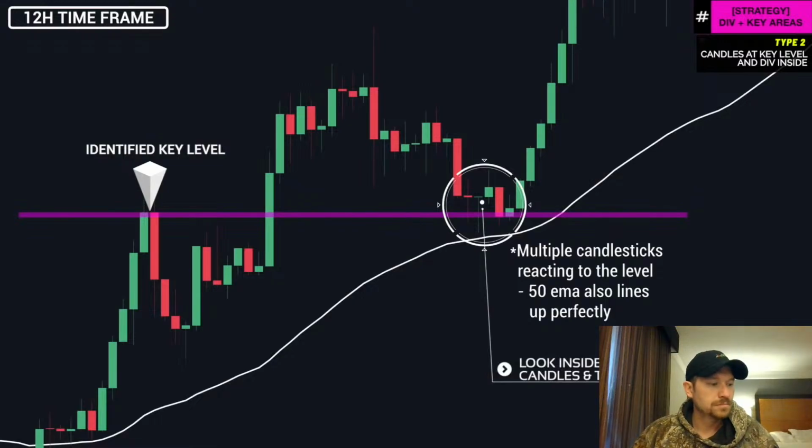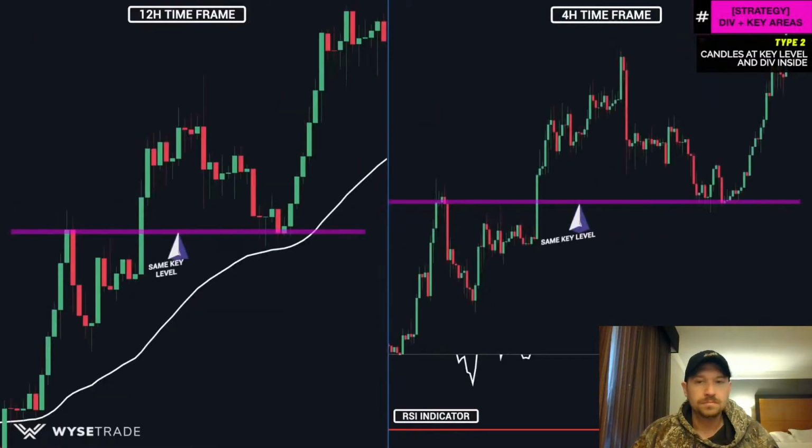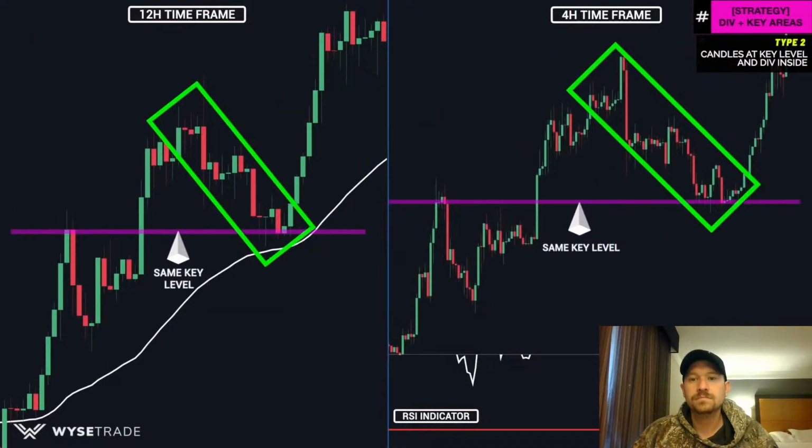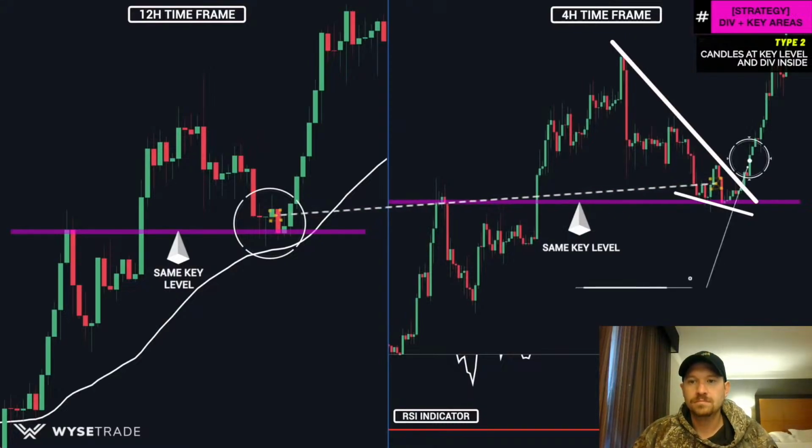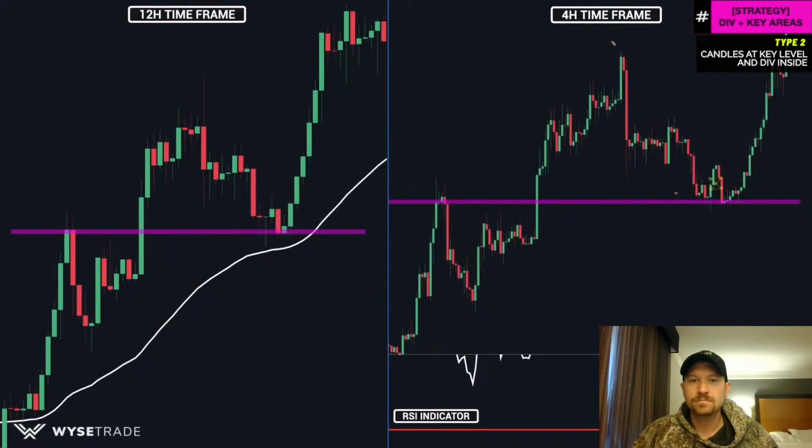So let's bring up the 4-hour time frame. Same key level, same downtrend. And this area here is this area here. Again, clear divergence at the key level. Trend line placed above, and once you had your break, you would start looking for trade entries long, as your directional bias is confirmed. So one more.